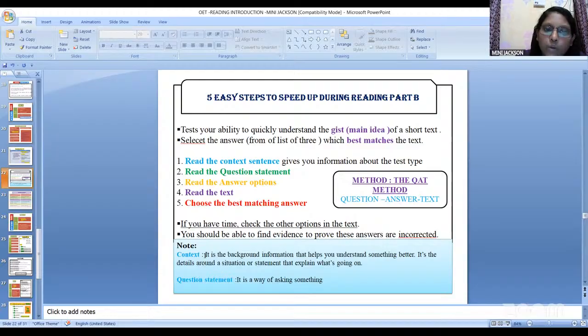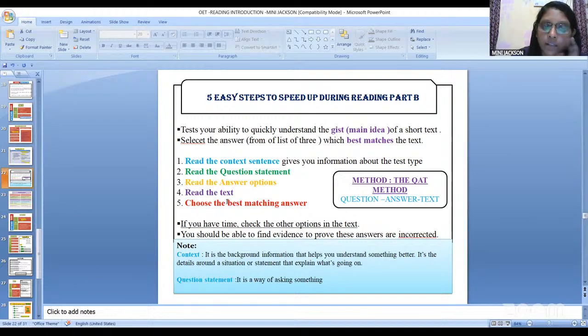Then read the question statement. You have to read the question first and understand what it is. Each word you have to understand. Maybe you will get confused with some sentence, but you have to focus on each word of the question. Then read the answer options. There are 3 options, and you have to read them.